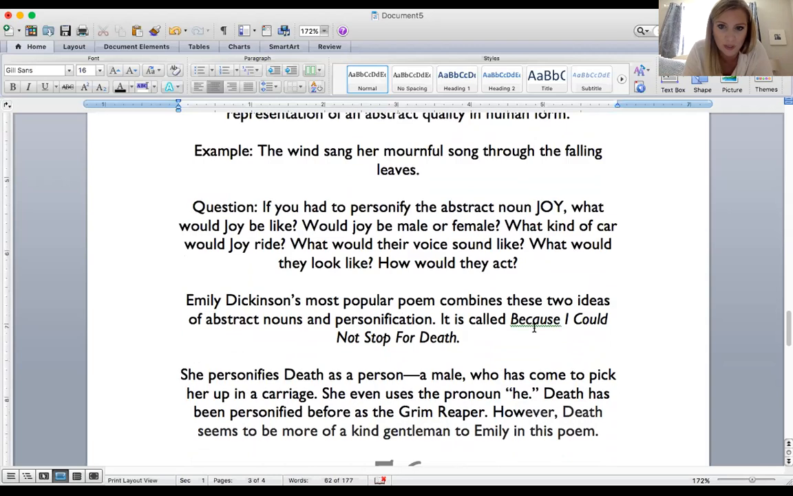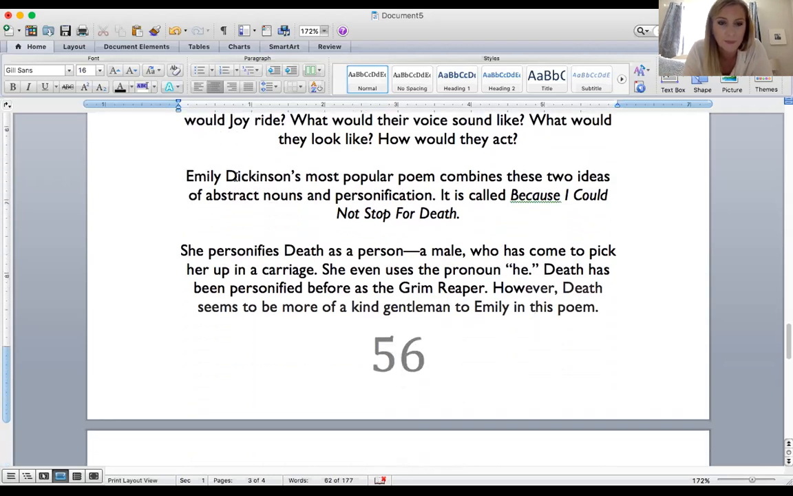So I'm going to scroll down so you can see right here. Emily Dickinson's most popular poem combines these two ideas of abstract nouns and personification, and it is called Because I Could Not Stop for Death. She personifies death as a person, a male, and he comes to pick her up in a carriage. She even uses the pronoun he.